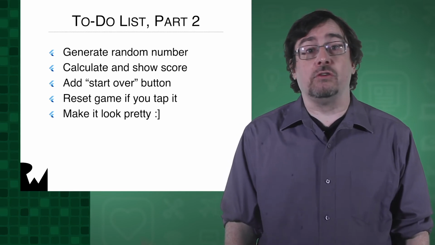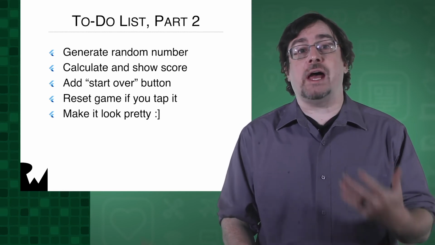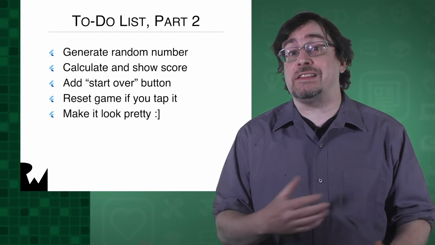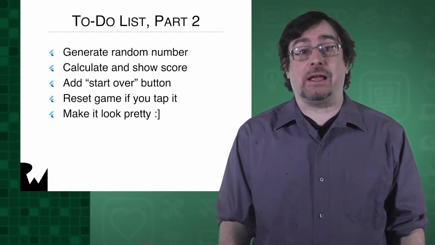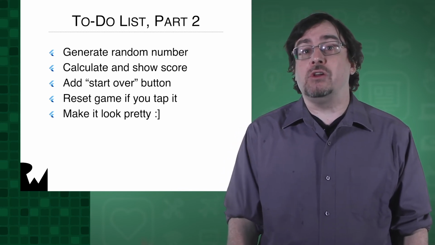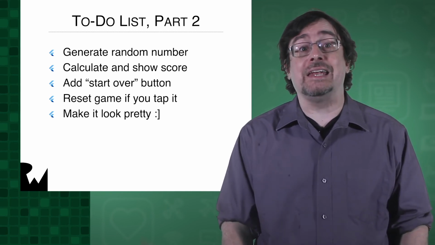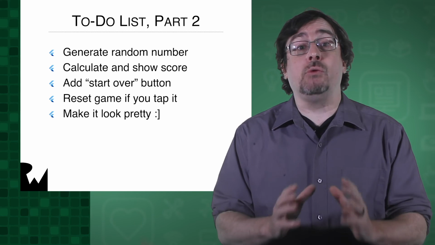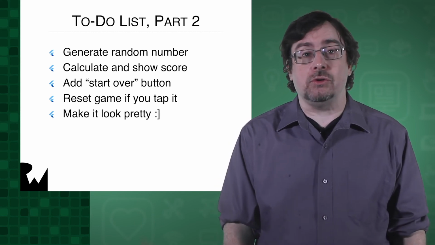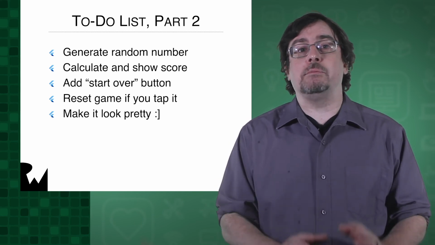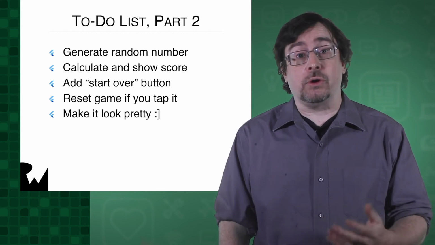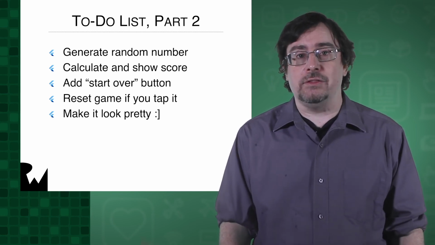Then we'll add a Start Over button on the screen. Now, if you tap the Start Over button, it should reset the score and put the player back into the first round. We'll make it look pretty, and then we will distribute it on an app store. Again, that's for part 2. For now, we'll just focus on our initial to-do list. Before that, it's important for you to know how to create a Flutter project, and we'll do that in the next episode.